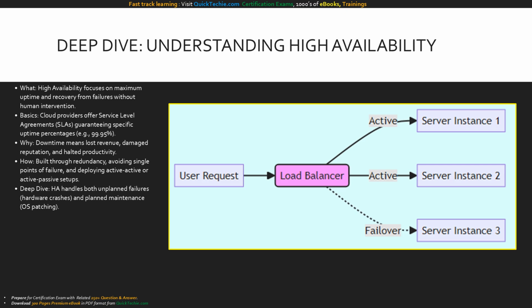Now, look at the dotted line pointing to server instance 3. This represents our failover redundancy. If server 1 suddenly loses power and drops offline, the load balancer instantly detects that the server is unhealthy. Without any human intervention, it stops sending traffic to the dead server and immediately reroutes those users to the remaining healthy servers, or activates the standby instance. This seamless transition is the very essence of high availability in action.